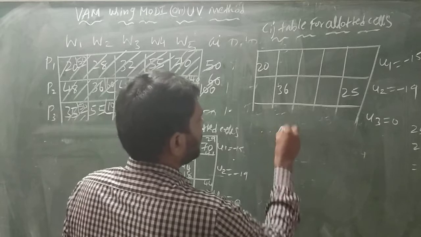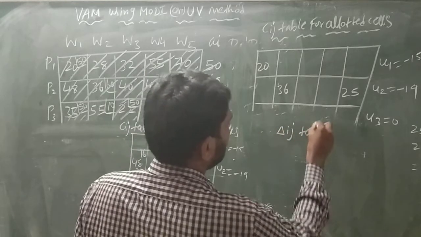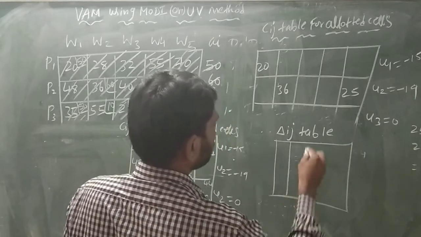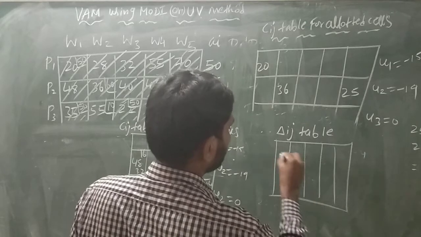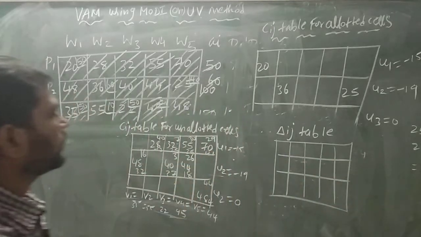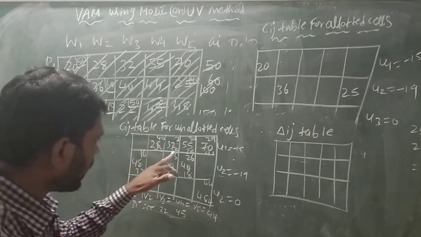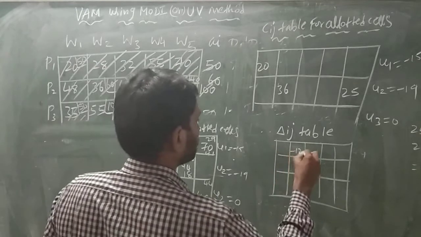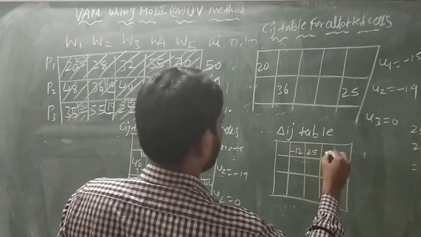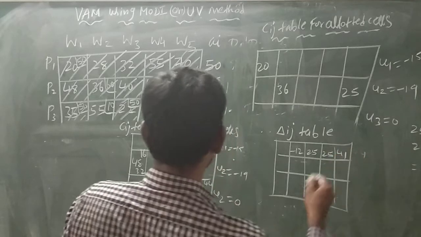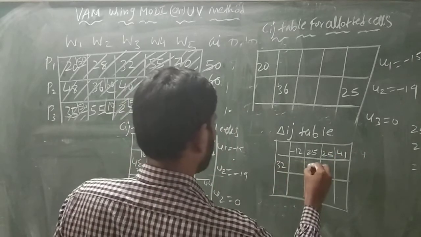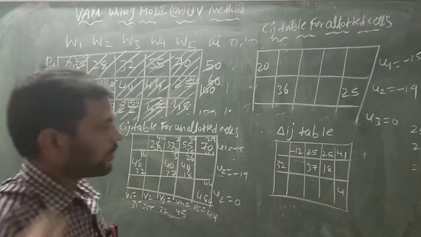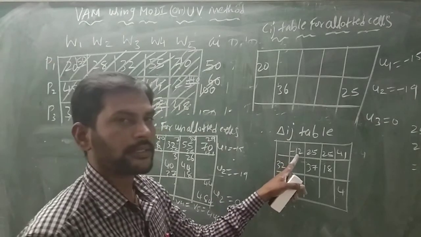So therefore the delta ij table. In this table, I enter these delta ij values. The delta ij values are minus 12, 25, 25, 41, 32, 37, 18, 4. So in this table, only one negative value is there.